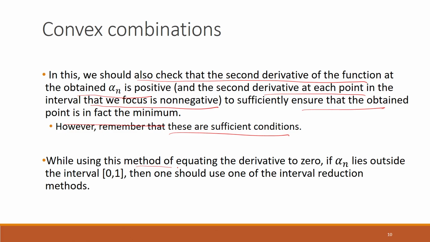So while using this method of equating the derivative to 0, if alpha n lies outside the interval 0 comma 1, then one should use one of the interval reduction methods. Ideally one should use an interval reduction method to solve the problem in the move size, because it involves one variable. But in this example we can also just equate the derivative to 0, but we need to be careful. Doing this, if we find alpha n lies outside the interval 0 comma 1, then we should use one of the interval reduction methods.